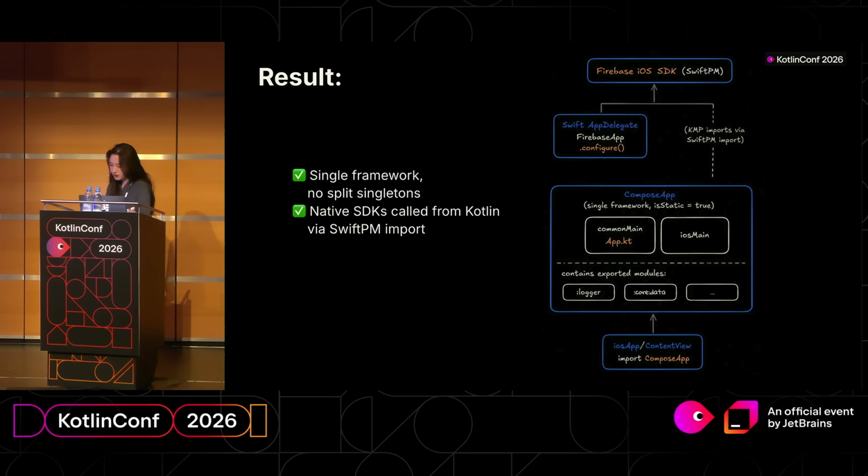AppDelegate does what only AppDelegate can do: Firebase initialization, push token registration, things that the iOS system hands directly to Swift. Everything else moves to the Kotlin. And ContentView becomes a thin layer. It imports Compose app, displays the Compose UI, and forwards native events, push notifications, deep links, lifecycle callbacks, into Kotlin through shared view controllers. And that's the pattern from case study 1, and it's the part that doesn't go away even when SwiftPM import becomes stable.